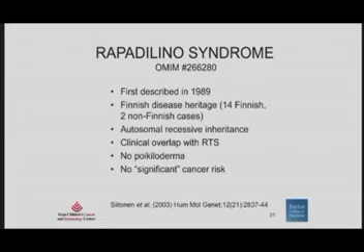RAPADILINO was first described in 1989. It's a Finnish disease heritage. It was first described in the Finnish population. It is also autosomal recessive in inheritance, and there's a lot of clinical overlap with RTS. They do not have poikiloderma, and in the original paper by Siitonen et al., they were described as not having a significant cancer risk.